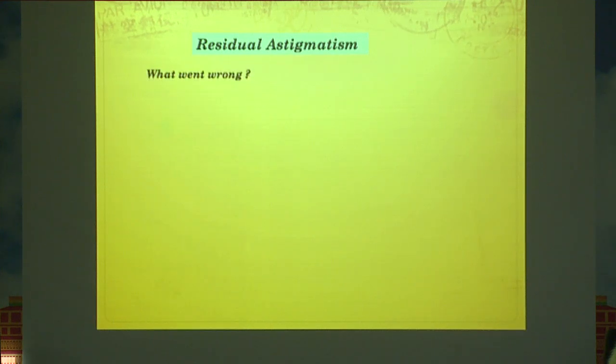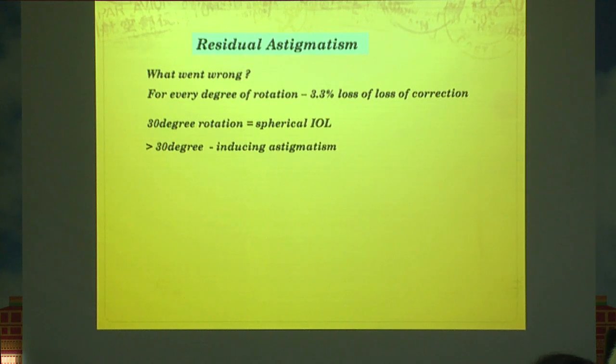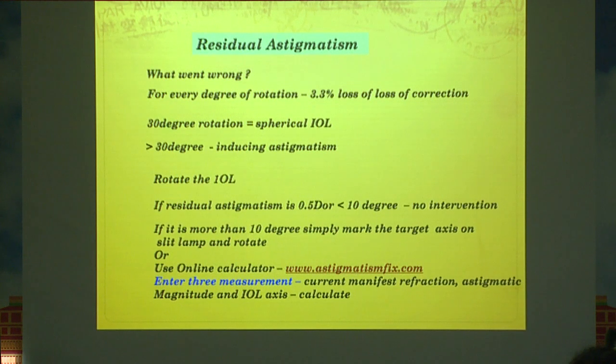Residual astigmatism, an important point: for every degree of rotation, there is a 3.3% loss of correction, and 30 degrees of rotation is almost equal to a spherical IOL. If it is more than 30 degrees, you are going to induce astigmatism in the opposite direction. Rotate the IOL if residual astigmatism is more than 0.5 diopter; if less than 10 degrees, no intervention is required. If it is more than 10 degrees, simply mark the target axis on the slit lamp and rotate, or use an online calculator. You enter your data, current manifest refraction, astigmatic magnitude and IOL axis, and then calculate where to rotate and in which direction.